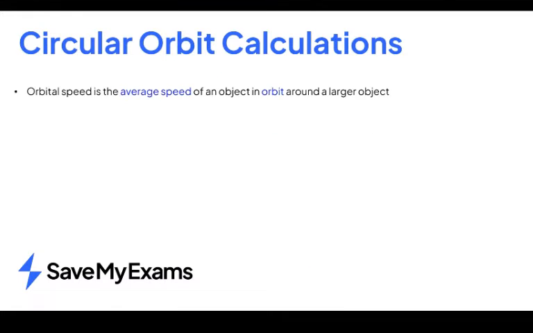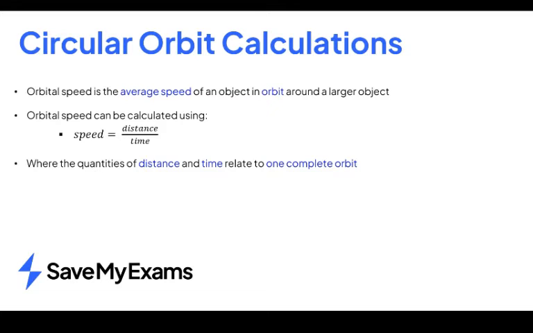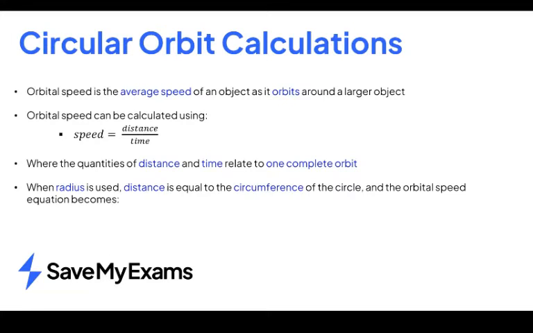In summary, orbital speed is defined as the average speed of an object in orbit around a larger object. It can be calculated using the familiar equation speed equals distance over time, where the distance is the total distance travelled by the object in one orbit, and the time is the time taken to complete one orbit. When radius is used, the distance can be calculated using the circumference of a circle, and orbital speed can be calculated using v equals 2 pi r over t.